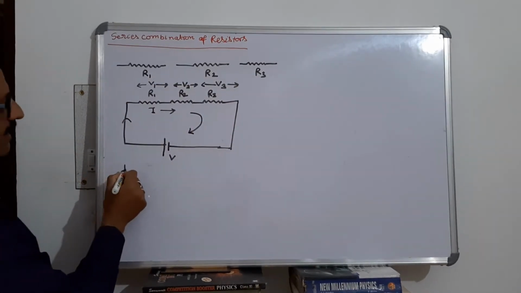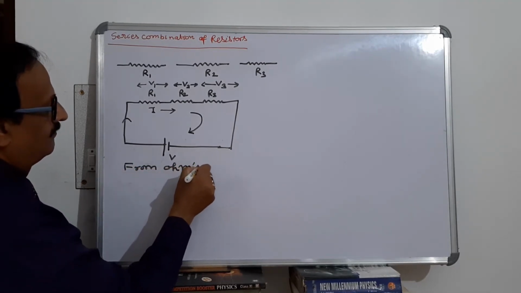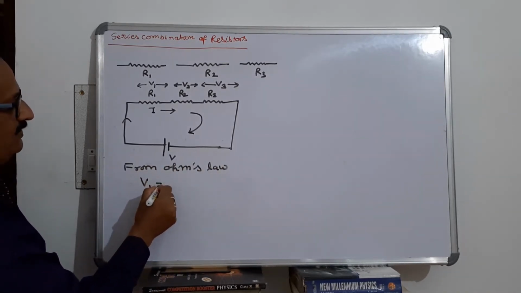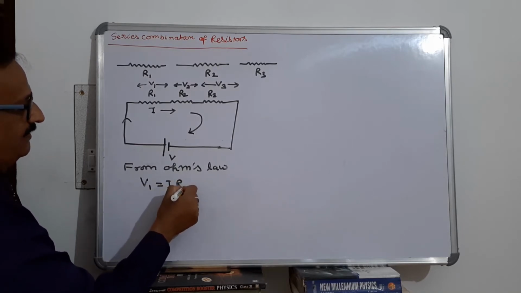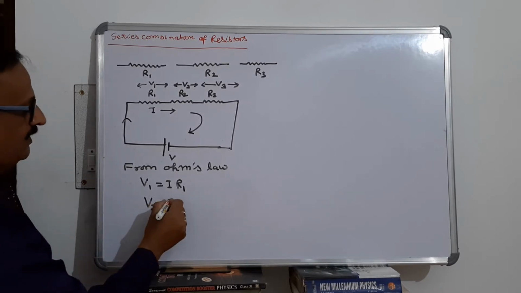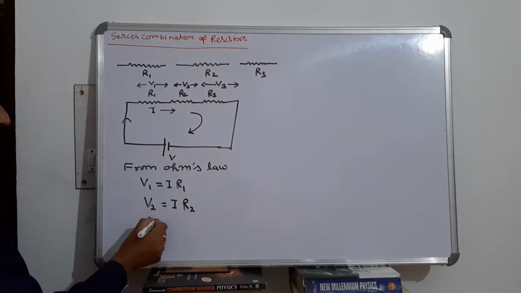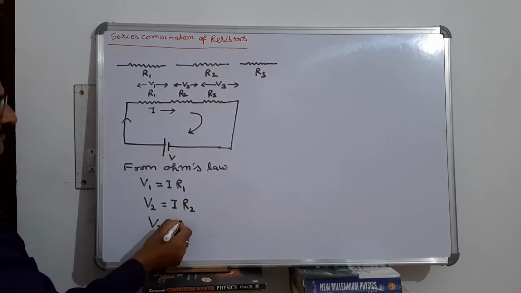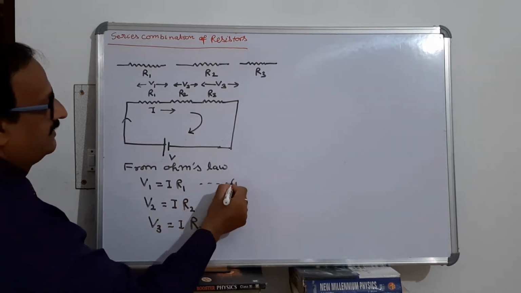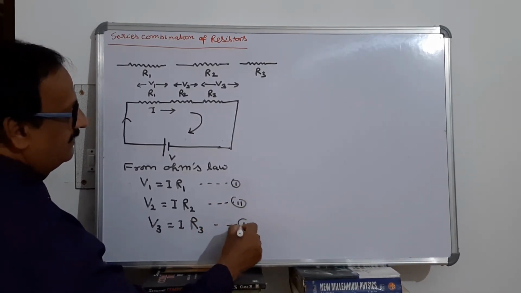Then from Ohm's law, V1 is equal to IR1. V2 is equal to IR2. V3 is equal to IR3. Now we have three equations, equation 1, equation 2 and equation 3.